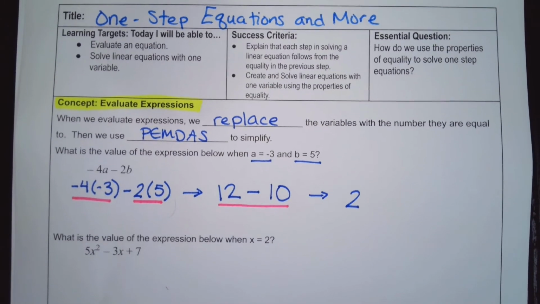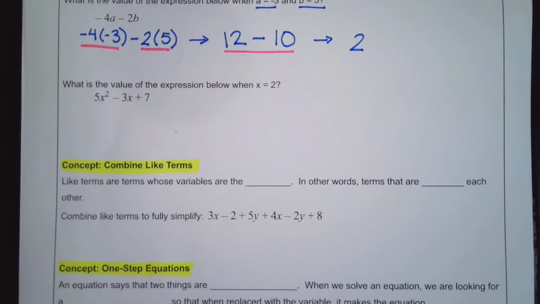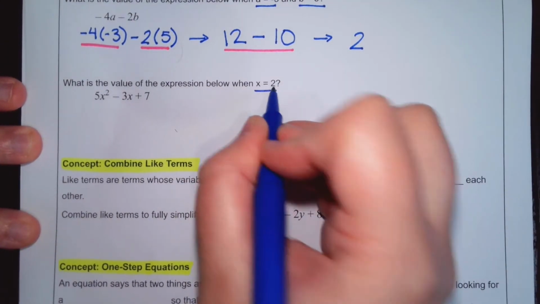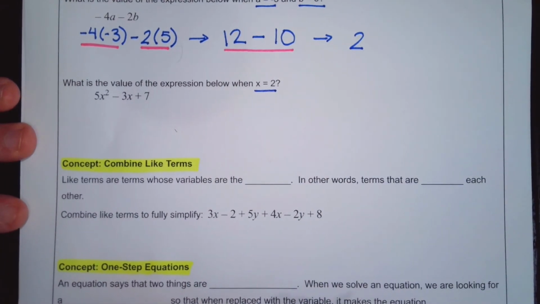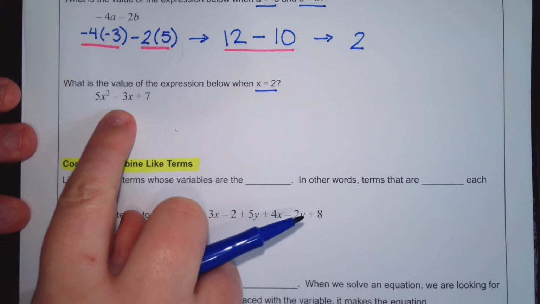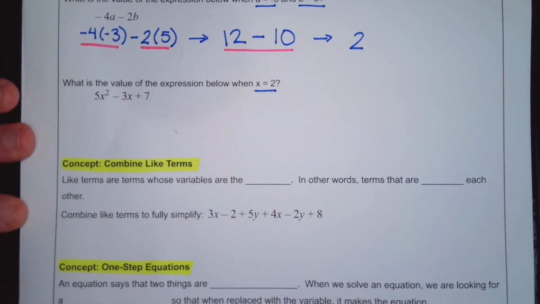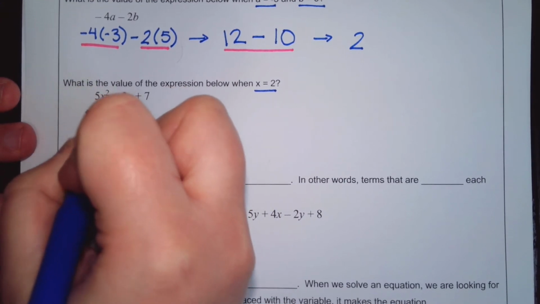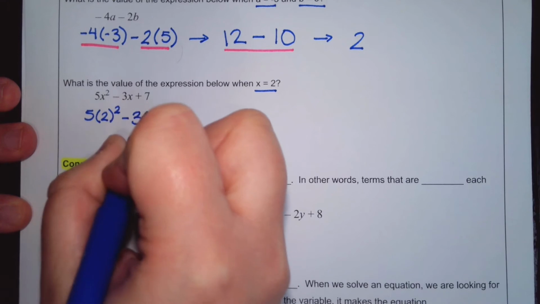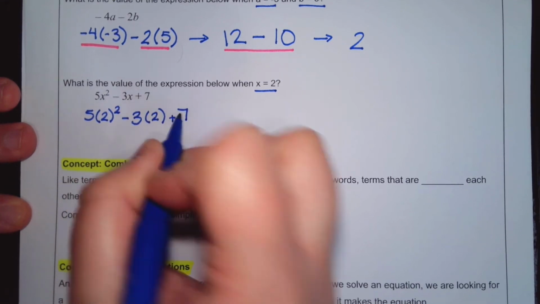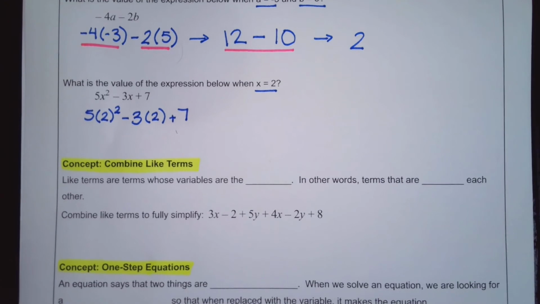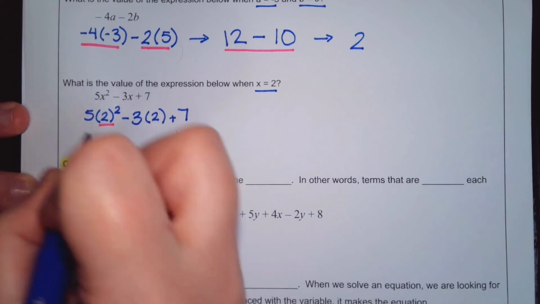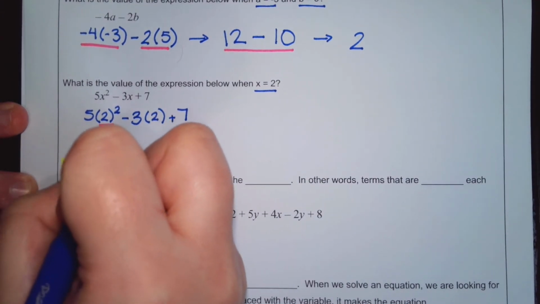All right, so now we have another one that we are going to evaluate. What is the value of the expression below when x is equal to 2? So we have a couple of x's here, 5x squared minus 3x plus 7, that we are going to replace with 2. So we have 5 times 2 squared minus 3 times 2 plus 7. So the first thing we have to take care of is the exponents. So 2 squared is 4.